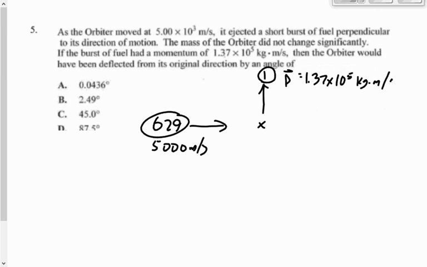Now, object number 2, which is what's left of the orbiter, is going to go down like this. The mass of that orbiter doesn't change significantly, so I'm going to keep it as 629 kilograms. Now I want to find the angle at which it's deflected from its original direction. This is the original direction, so this is the angle that it's deflected.